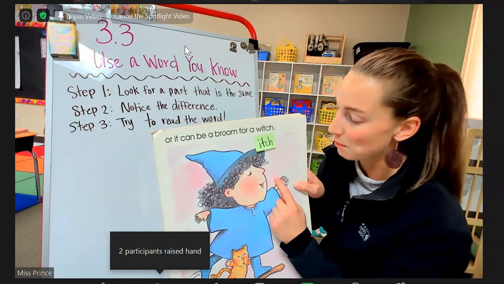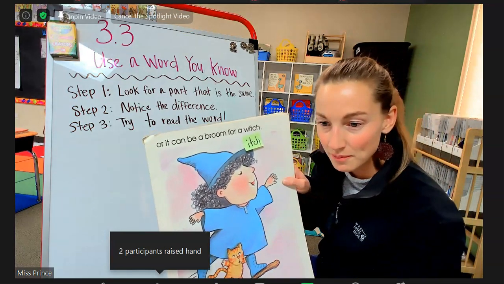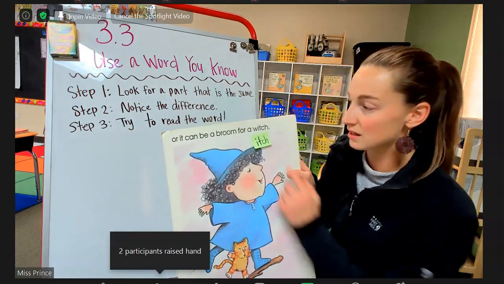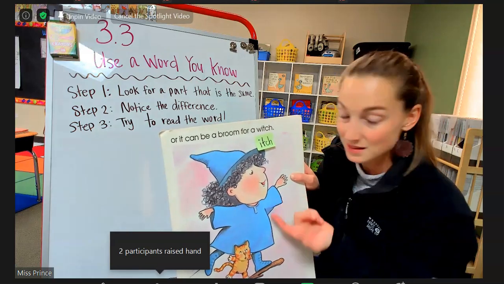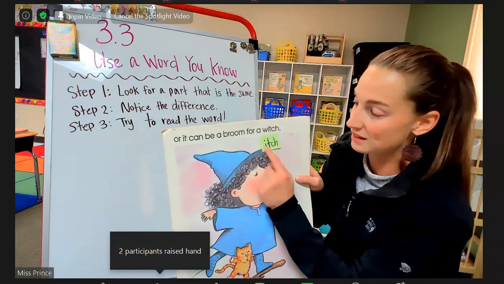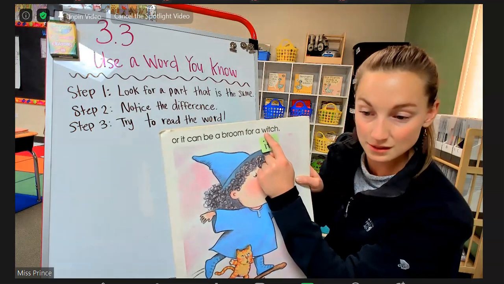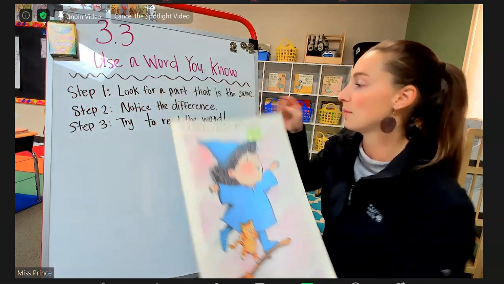Does the picture help? Does it match? Yes. Awesome. Nice job, Liam. So Liam used two skills. He used the picture to match. Did it sound right? Did it make sense? Yeah. And then he used the ending sound and then combined it with the difference and was able to figure out that this said which. Nice job.